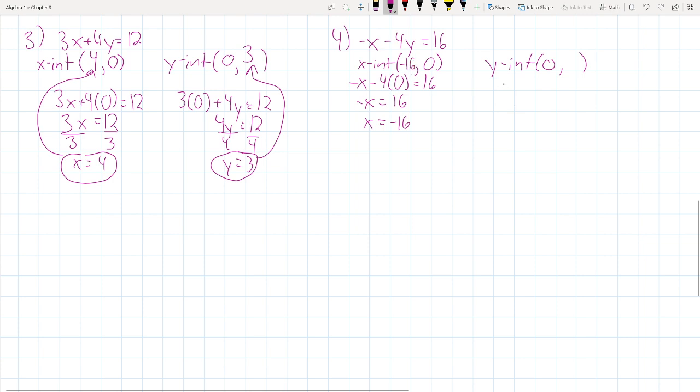My y-intercept, I'm going to have negative 0 minus 4y equals 16. Negative 0 makes 0, so I have negative 4y equals 16. I'm going to divide both sides by negative 4 and get y equals negative 4. So my y-intercept is negative 4.